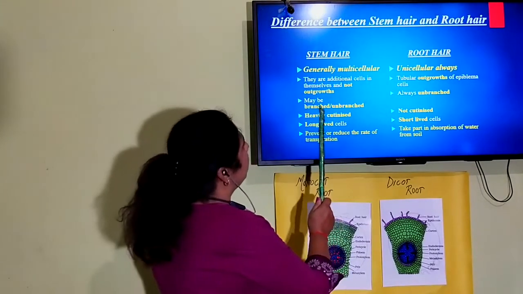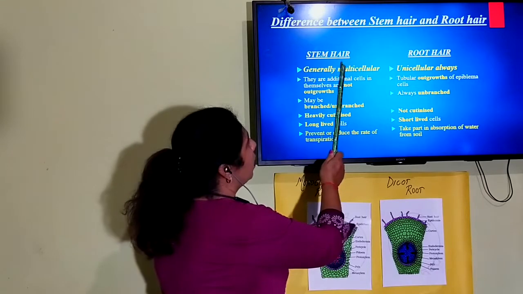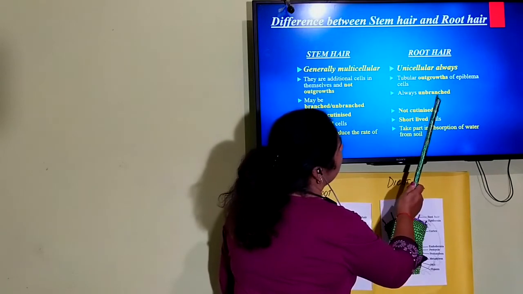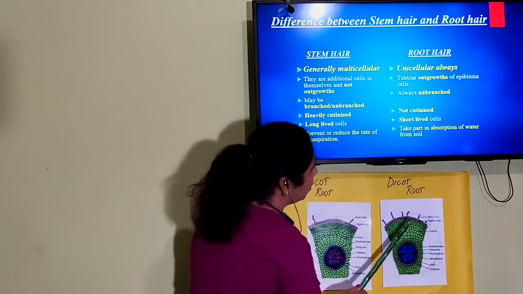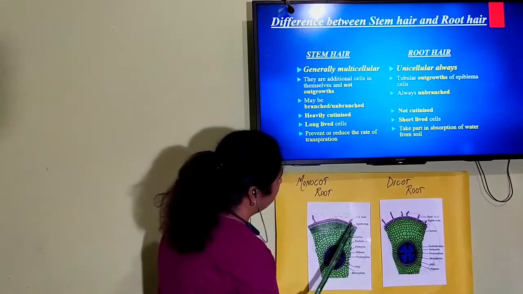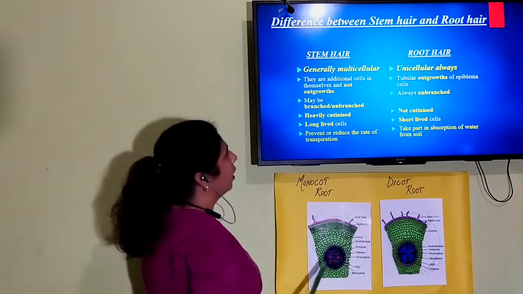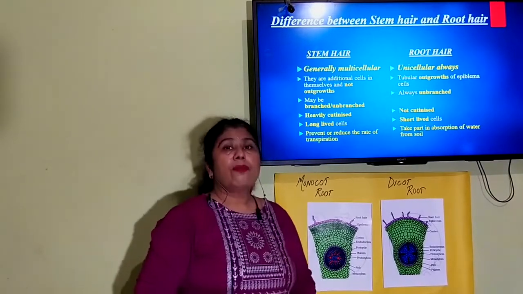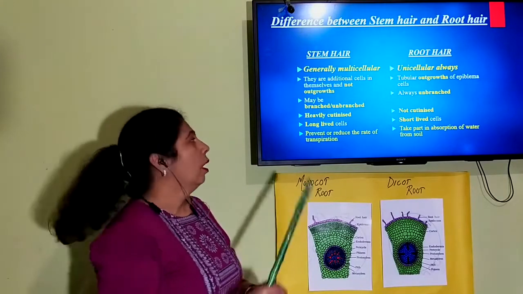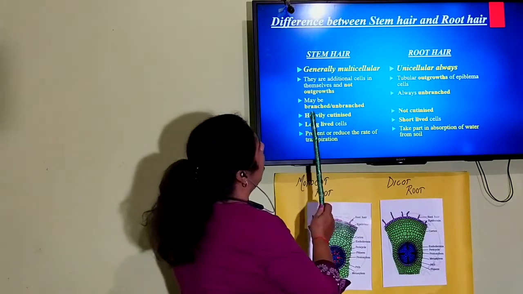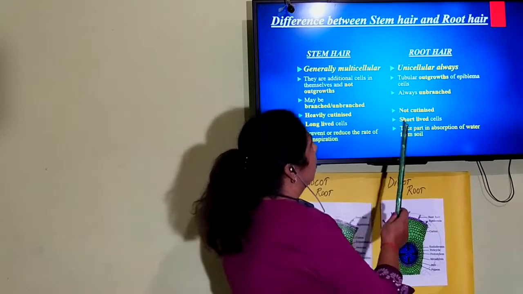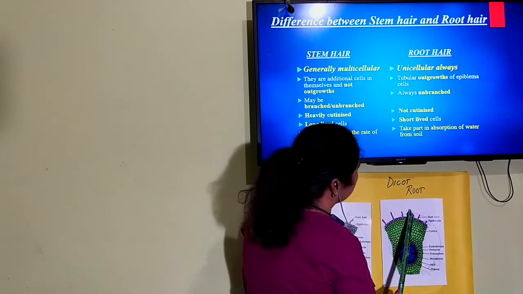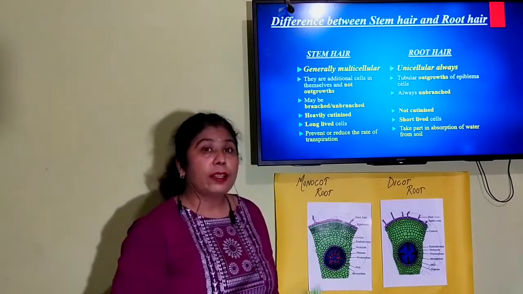Next point, the hair may be branched or unbranched. Stem hairs may be branched, but root hairs are not branched, it is always unbranched. Here you can see unbranched hairs in both of these diagrams. Next point, the cells of epidermis in stem hairs are heavily cutinized. Here the cells are not cutinized in the root hairs because they are to absorb water.